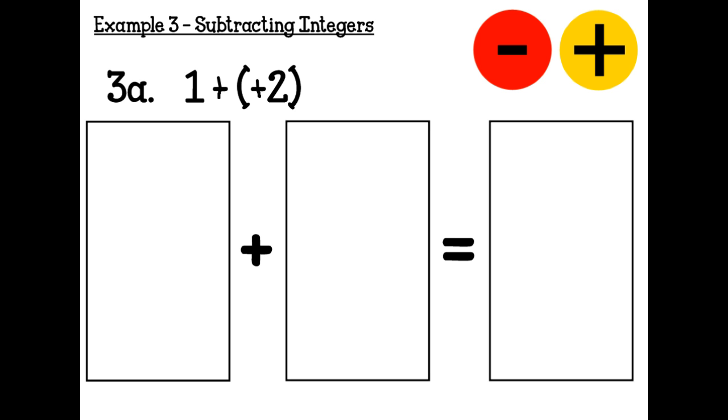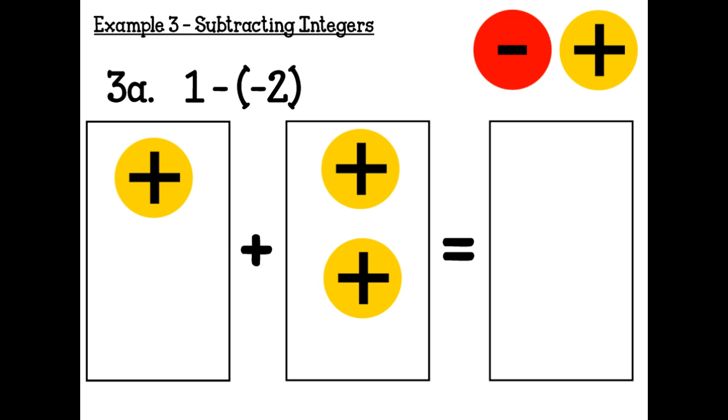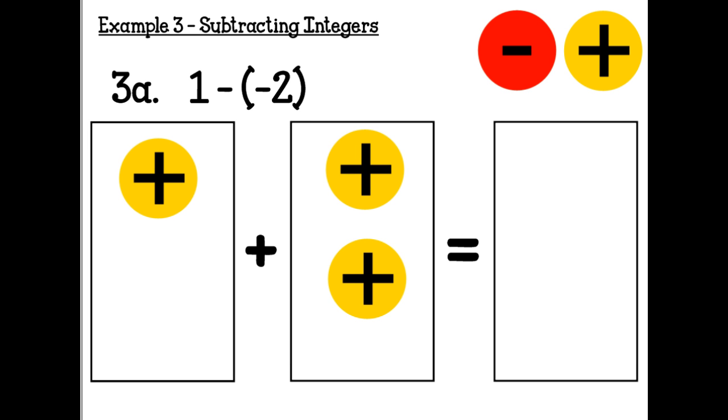So to do that with tiles, which most of us probably don't need tiles to do that problem, but let's do it. We have 1 plus 2. How many counters do we have left? We have 3. So our answer is a positive 3.